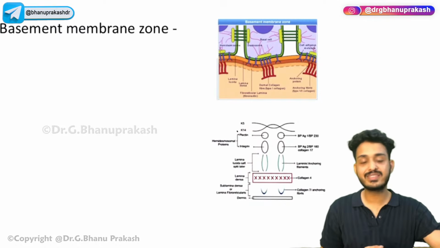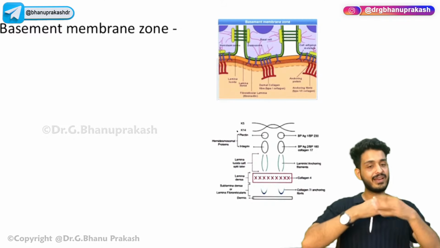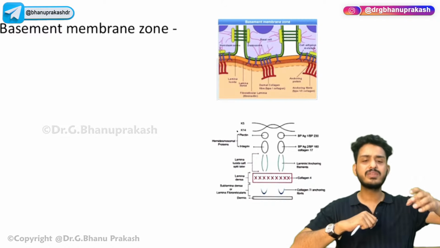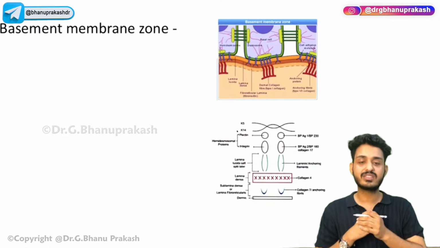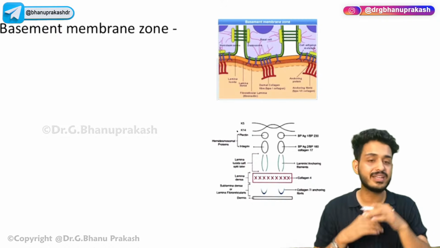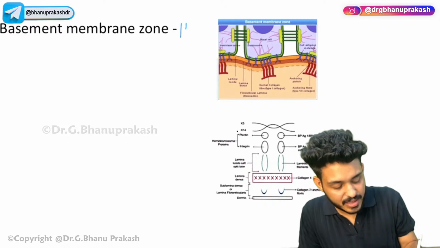Then coming on to the next part, your basement membrane zone. The uppermost layer is the skin, the epidermis, then there will be the basement membrane zone, then the dermis, then the hypodermis. In the epidermis we have already seen all the structures and all the cells. Now we are discussing the basement membrane zone, which is in between the epidermis and dermis.